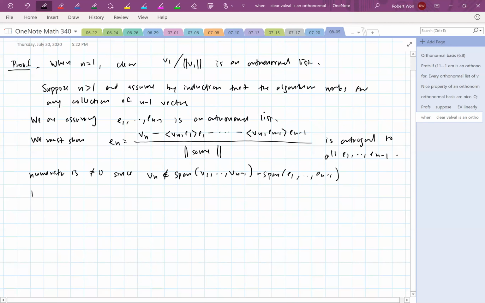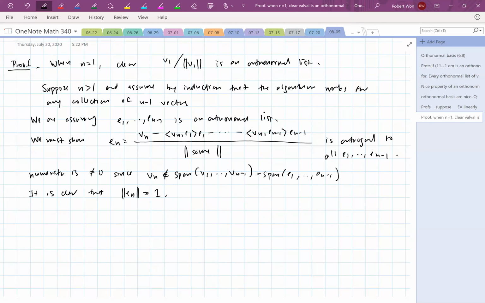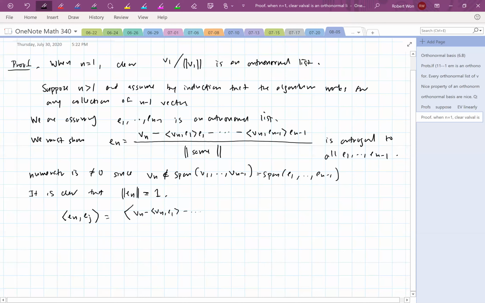Okay, so it's clear that the norm of en is 1. So I just need to show that it's orthogonal. Okay, so now how do I show that it's orthogonal? I just need to take the inner product of these two vectors. Okay, well, what is the inner product of these two vectors? en is vn minus the inner product of vn with e1 times e1, minus and so on, up to the inner product of vn with en minus 1 times en minus 1. Sorry, I forgot an e1 here.